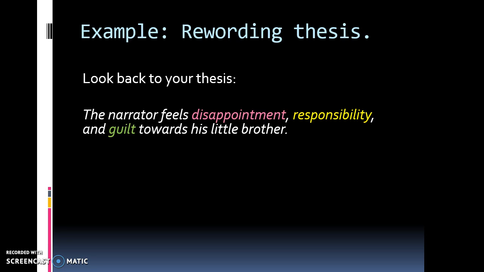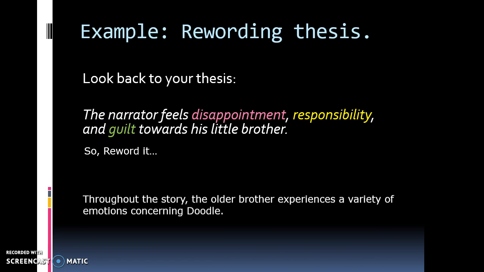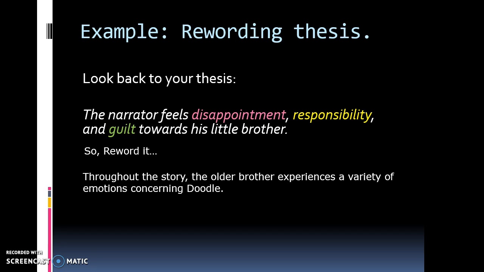One of the things that's important for you to remember is the keyword rewording. You don't want to say the exact same thing. You're not just repeating yourself. So let's look at our thesis and try to find the heart of what we're saying. The narrator feels disappointment, responsibility, and guilt towards his little brother. Okay, you don't want to include your 3 reasons when you reword your thesis because you're going to be summarizing that later on. So you need to figure out, what am I proving here, and find new words to say the same thing. So let's reword it. Here's my rewording. Throughout the story, the older brother experiences a variety of emotions concerning Doodle. It's the heart of my thesis.